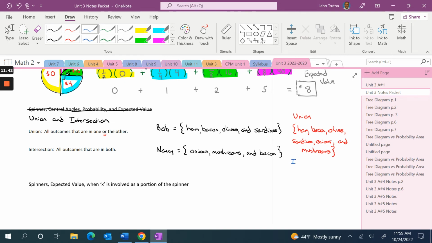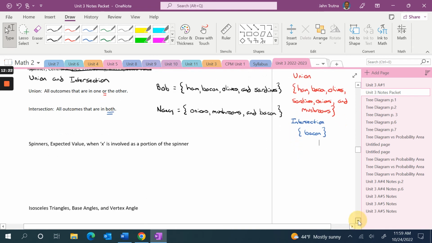If I said, what is the intersection of what toppings Bob likes with what toppings Nancy likes, notice intersection is all outcomes that are in both. So it's going to be the toppings that both Bob and Nancy like, and the only topping that they both like would be bacon. So the intersection of the toppings for their pizza would be bacon. Okay? So there is union versus intersection. All right? Moving on to the next thing.